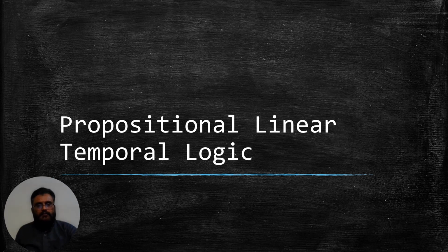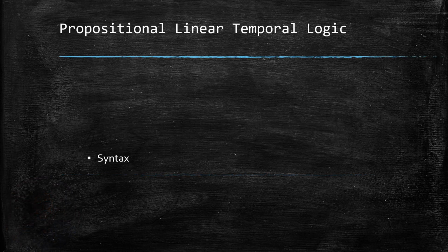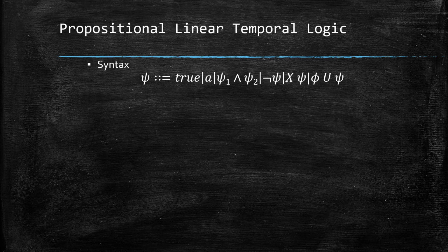The second part which a model checker requires is the requirement in the form of formula specification. So we will be using propositional linear temporal logic formulas as input to the NuSMV model checker. So here is the syntax of propositional linear temporal logic.